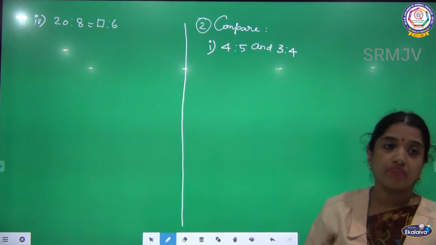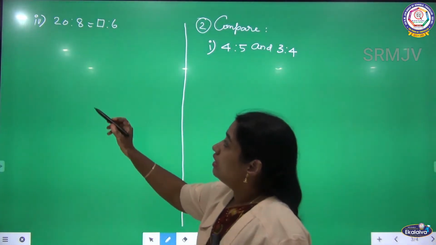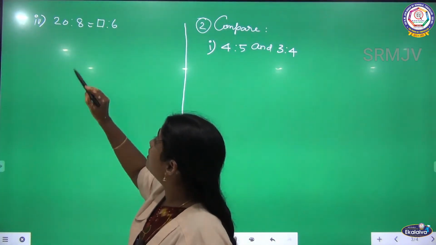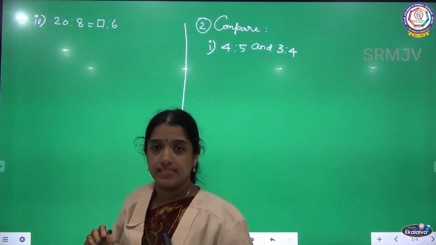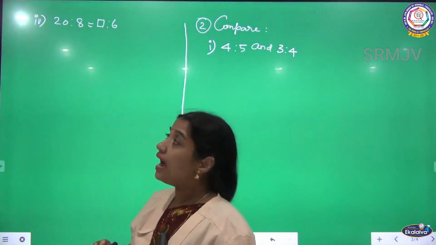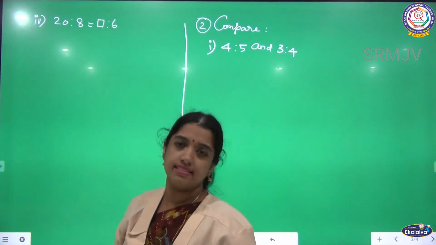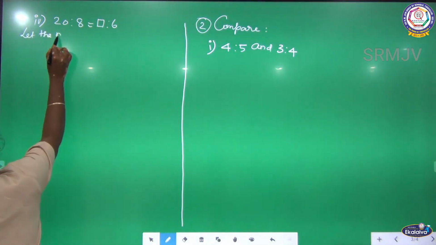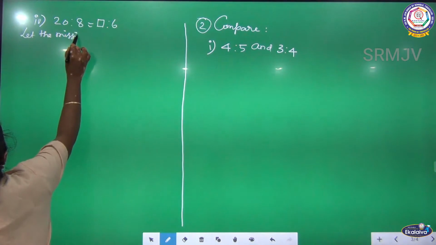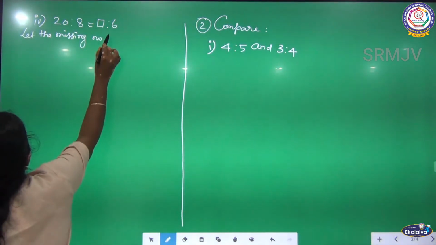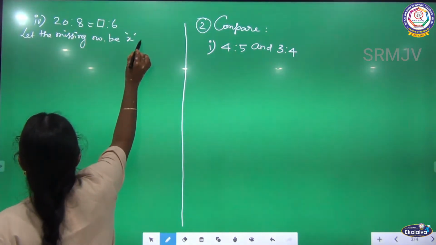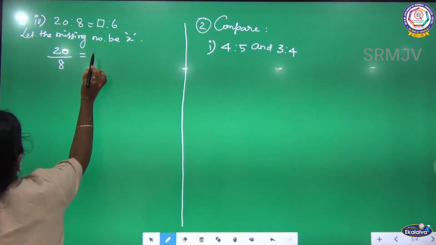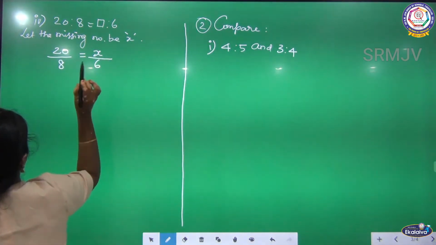Listen. Now 20 is to 8 is equal to box is to 6. Okay. Now here I am going to find out the third term. Okay. Let the missing number be X. Got it? So 20 by 8 is equal to x by 6.